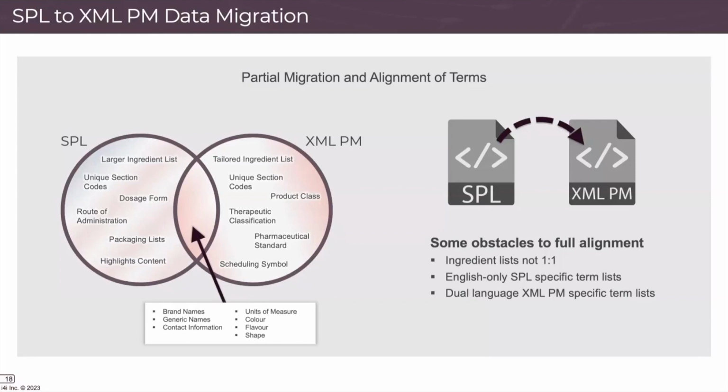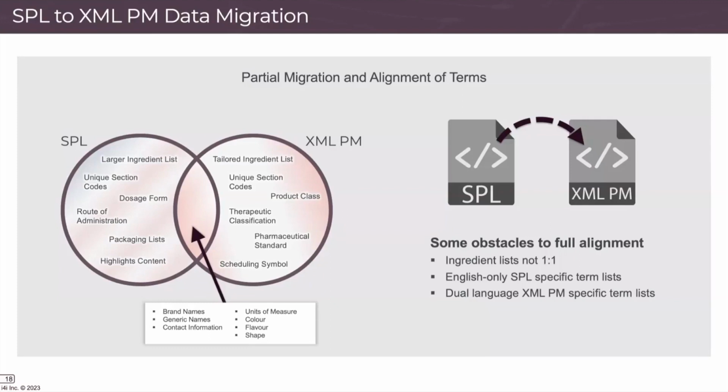Finally, there are a number of control vocabulary lists used in XML PM for which there is no SPL equivalent, such as the product class, therapeutic classification, pharmaceutical standard, and scheduling symbol. Another consideration is that SPL files are only in English, so migration would always need to be done to an English XML PM, and then the French would need to be created from that.